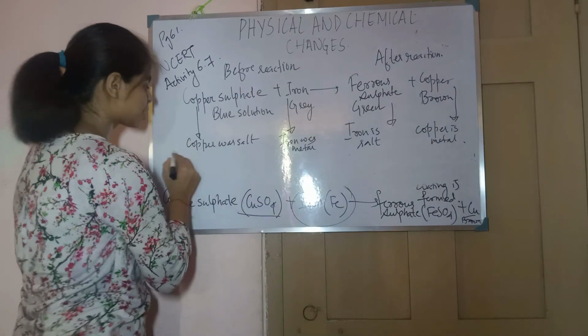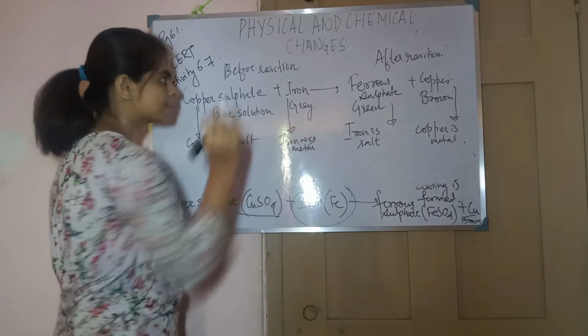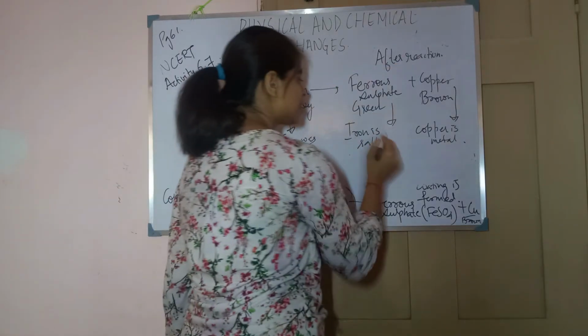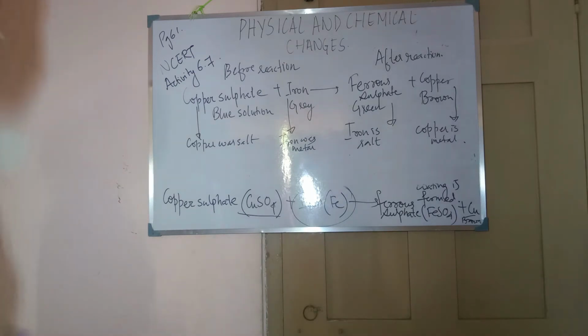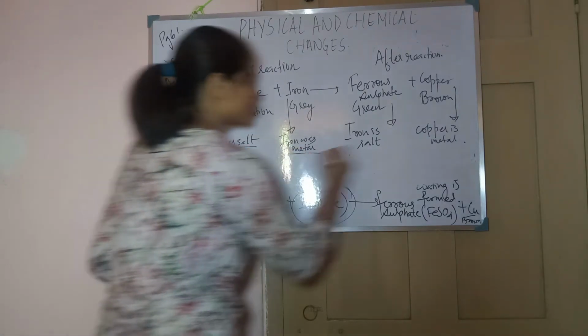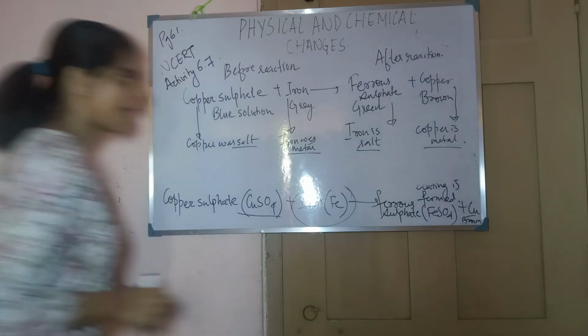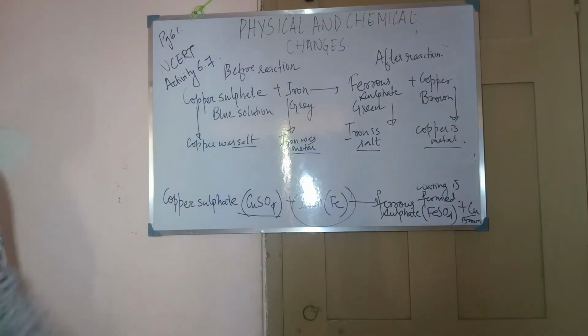So before the reaction, copper was salt, iron was metal. After the reaction, iron is salt, copper is metal. See, this is a reaction. Every property is changed. Every component's property is changed.